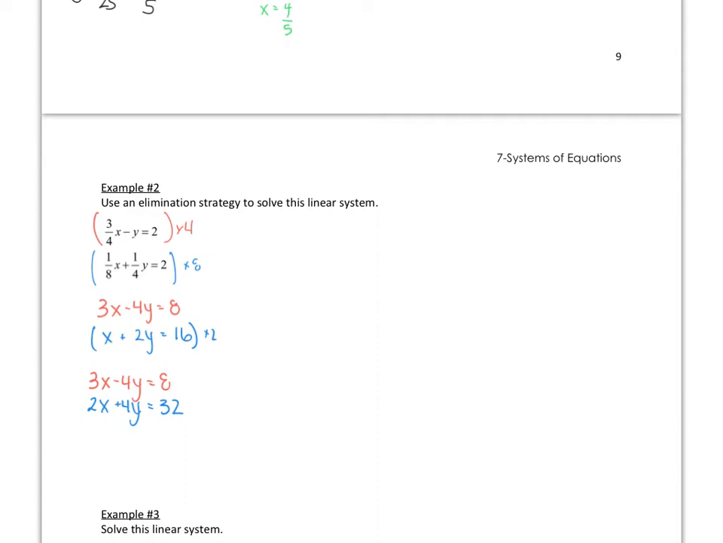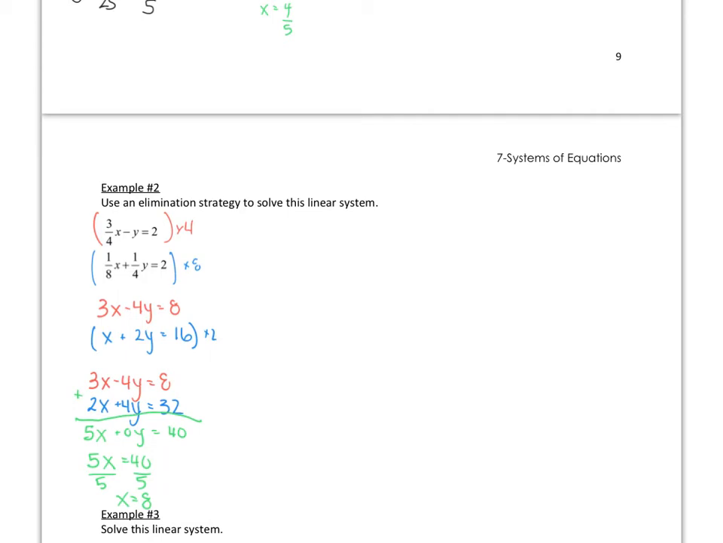Now, this looks different because I'm not going to subtract. We have a -4 and a +4. So to get those to cancel, I need to add. If we add those two, I get 3x plus 2x is 5x. -4y plus 4y is 0y. And 8 plus 32 is 40. So I'm left with 5x equals 40. Divide both sides by 5. I get that x equals 8.